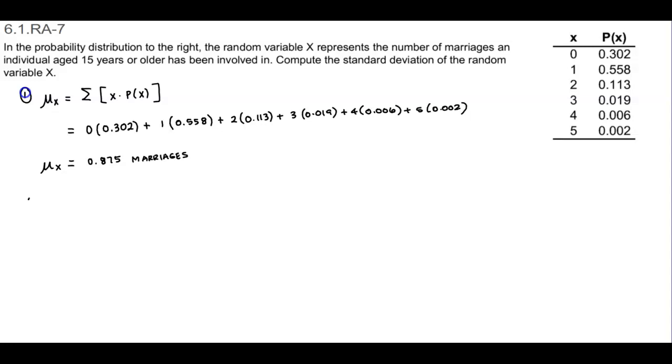Now we want to compute the standard deviation. Recall that the formula for the standard deviation is the following. It's going to equal the square root of the sum of the random variable squared times the probability, minus the mean squared.